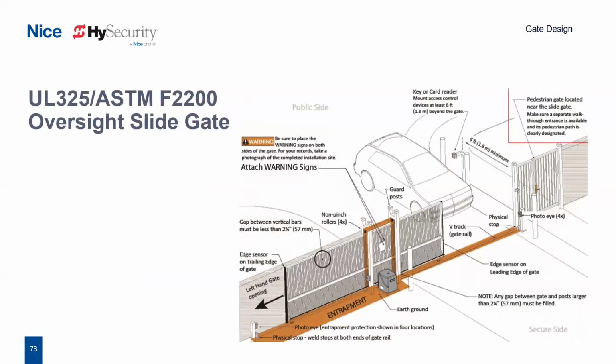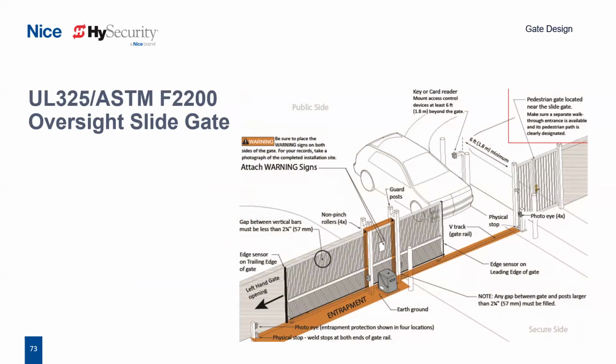So in review, our UL 325 ASTM F2200 compliant slide gate system is going to have all of these included. Remember I mentioned our inherent entrapment sensor and our UL labeled and listed gate operator. I've also got a photo eye across the driveway and on the clear open as well. I've put contact edges on the leading edge of this gate. This standard also calls for gates that cannot fall over.